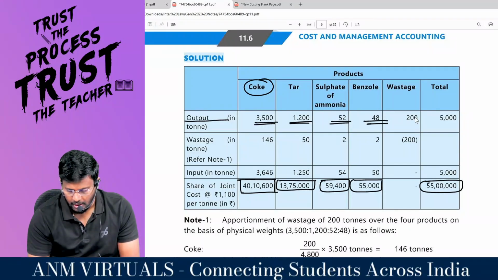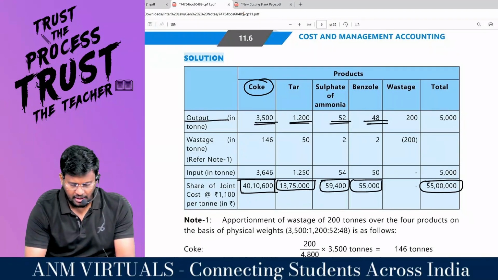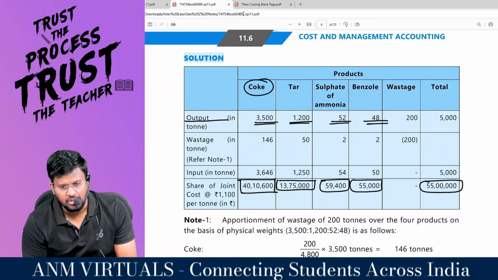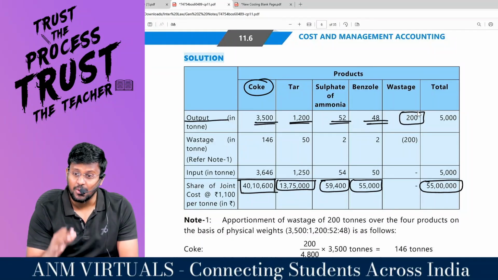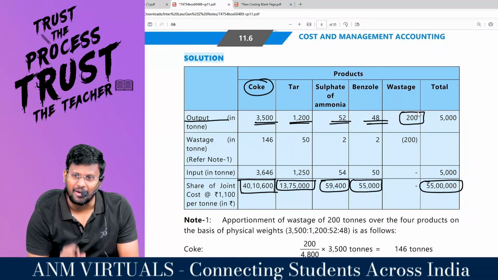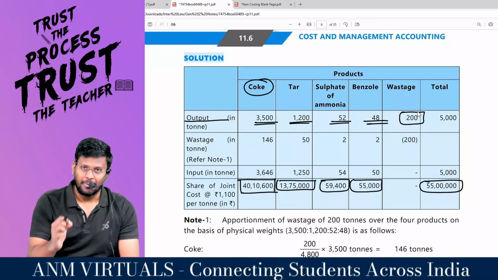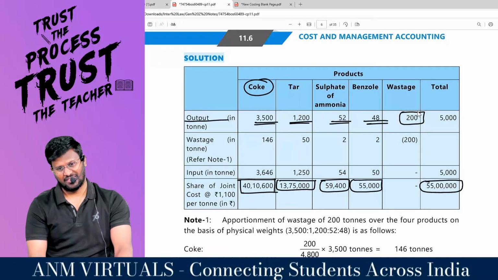Are you all really with me? And per calculation, 3,500 plus 1,200 plus 52 plus 48 comes to 4,800; we have not considered the wastage. That means we have not done the input-output analysis at all. Process costing, should we do it or not? Yes. If I had split this at the starting itself, you would not have noted this point. Are you all really with me?